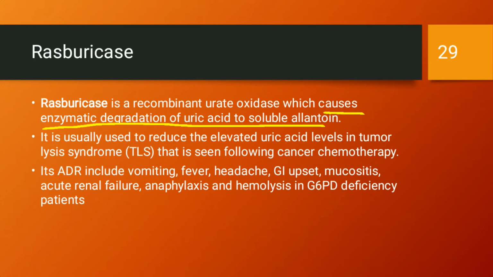So it is usually used to reduce the elevated uric acid levels in tumor lysis syndrome, that is TLS, which is seen following cancer chemotherapy. Okay, so its ADRs include vomiting, fever, headache, GI upset, mucositis, acute renal failure, anaphylaxis, and hemolysis in G6PD deficiency patients. Okay, so it has a very specific use. In patients who are undergoing chemotherapy, there will be lysis of the tumors, that is tumor regression is happening, and this tumor regression is leading to elevated uric acid in the blood, and to decrease those elevated uric acid levels, this drug is utilized.